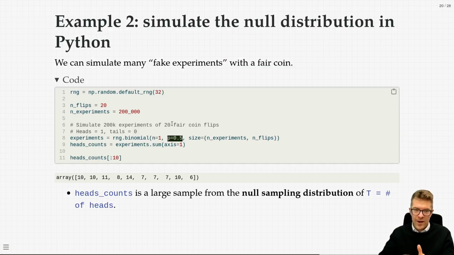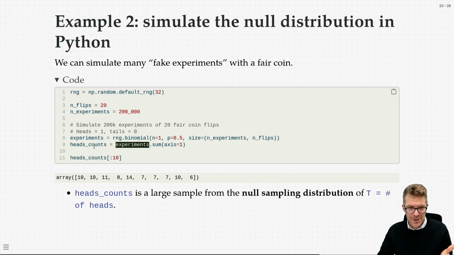Sometimes we'll have a fair coin and we'll flip it 20 times, and just randomly, because of random distributions, sometimes we'll get 17 heads. Sometimes we'll get 2 heads. We don't know. And I'm just going to accumulate all these 200,000 experiments. We're going to look at all of the data, and then we're going to look at the counts in bins of 10. So head counts is a very large sample from the null sampling distribution, where t is just the number of heads.